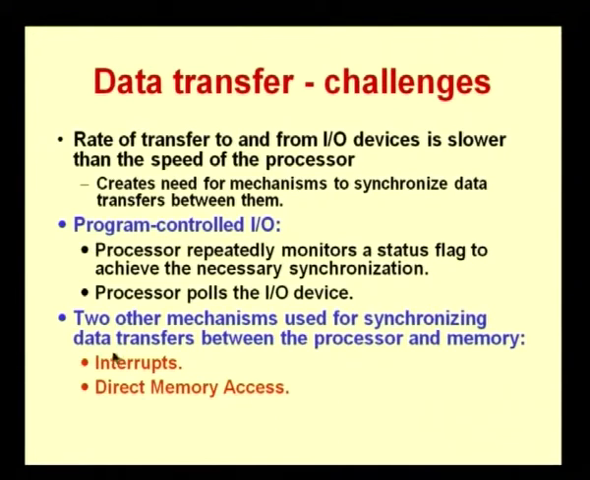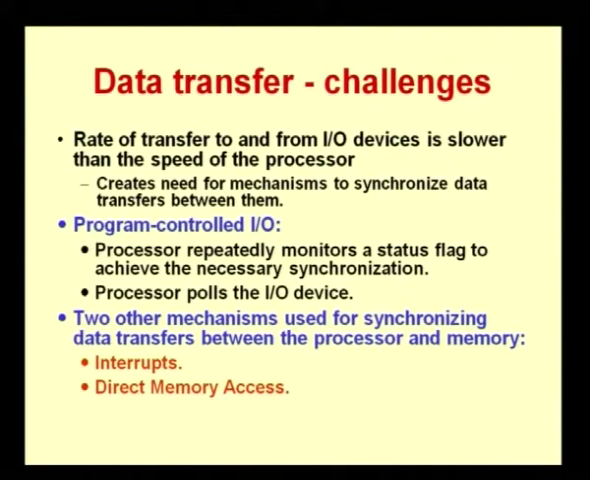Okay. The two other mechanisms that are used are interrupts and direct memory access. Okay. So, interrupt essentially is that when the data becomes available, or when the IO device becomes ready with the data transfer, it will send a special signal called an interrupt to the processor, and then the processor can come and read the data. Okay, that is called an interrupt based IO transfer.